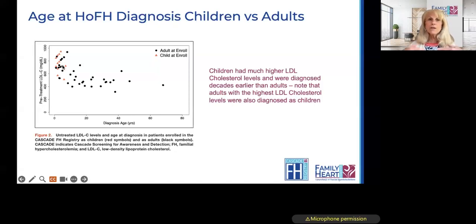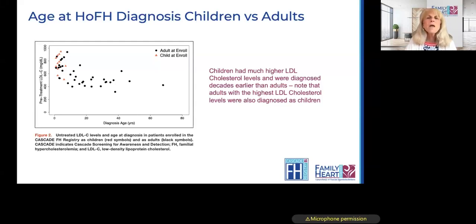Now, there's some adults, now these adults entered the registry as adults, but they could have been diagnosed as children. And you'll see that the adults who were diagnosed as children also had very high LDLs. So other people get diagnosed much later. They get diagnosed later in adulthood. And so these individuals are lucky in some ways because they're diagnosed early. But we think that only the very highest LDL children, and those who entered as adults but were diagnosed as children, only the people who are at the head of the spear, the people with the highest LDLs, get diagnosed early. That means that these individuals who may have somewhat lower LDL levels sort of slip through the cracks and they are not being diagnosed until something happens.